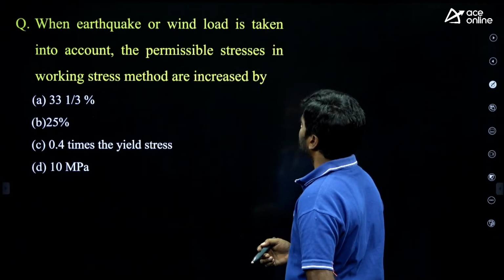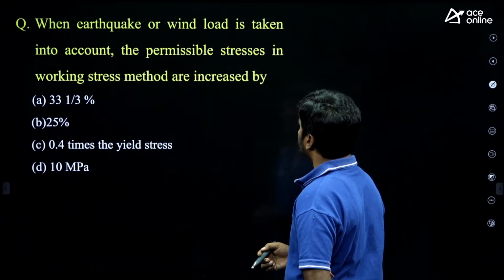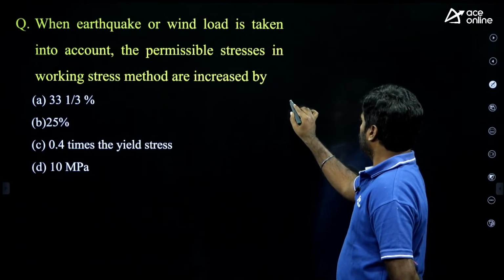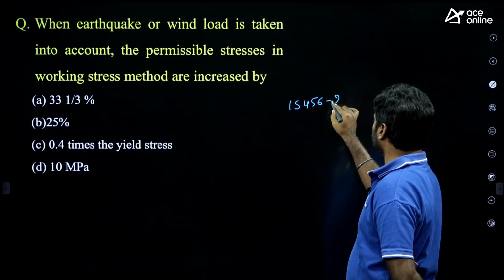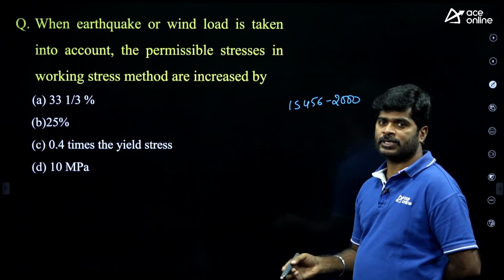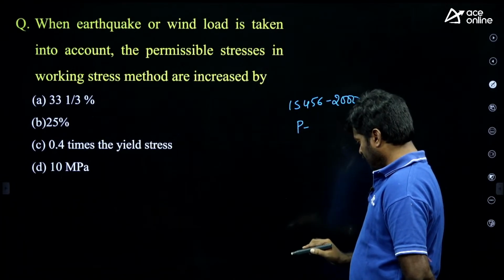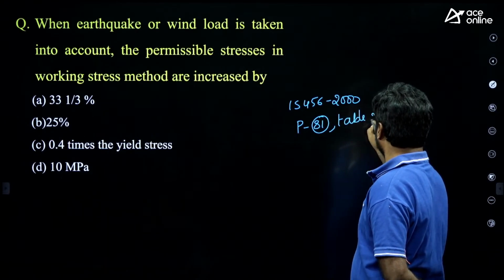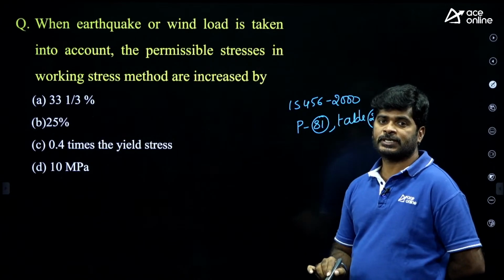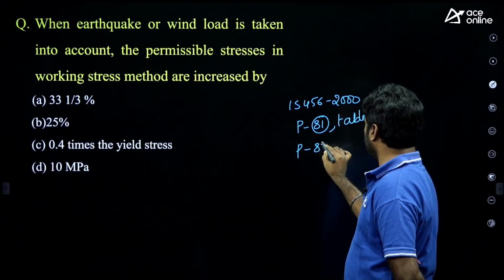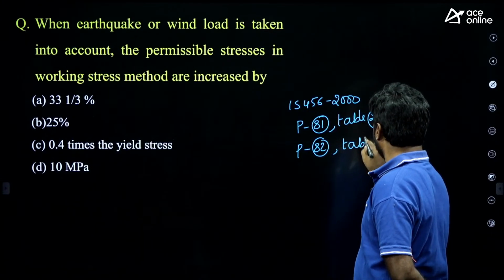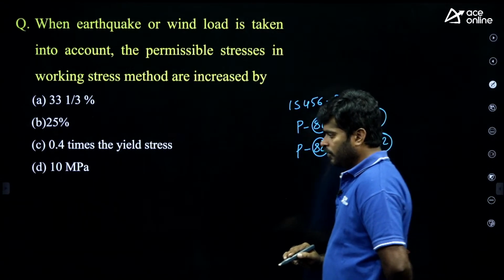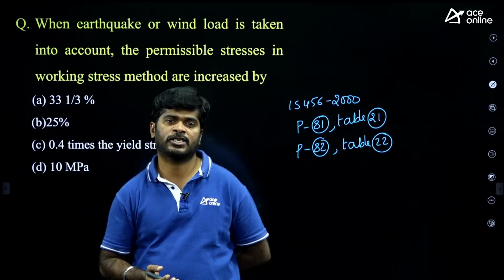When earthquake or wind load is taken into account, the permissible stresses in working stress method are increased by. Actually, in IS 456-2000, given permissible stresses in concrete, page number 81, table number 21. This is permissible stresses in concrete. Page number 82, table number 22. Permissible stresses in steel. Table number 22, given for permissible stresses in steel. Table number 21, permissible stresses in concrete.